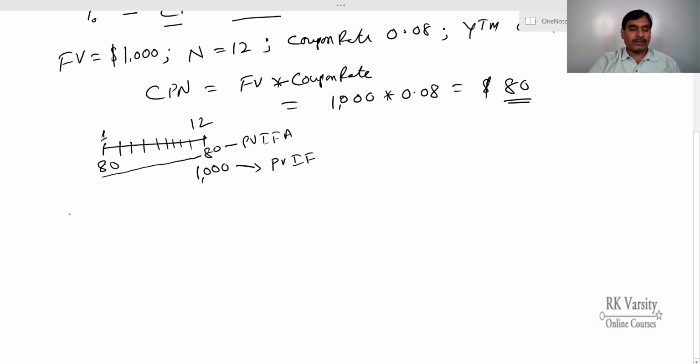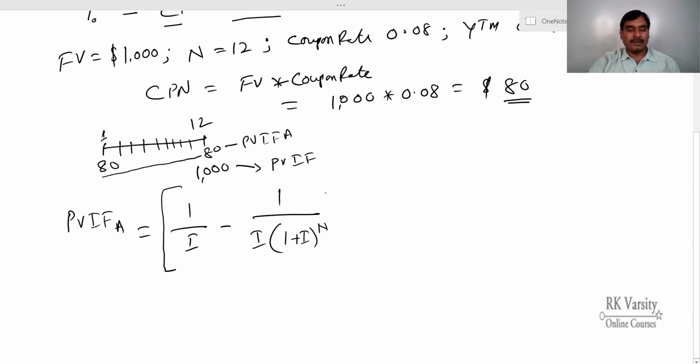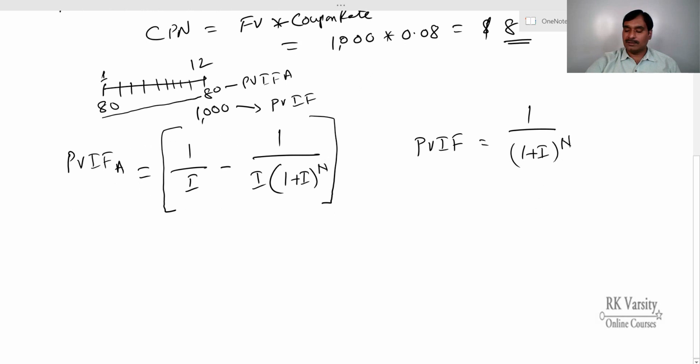Now how are we going to calculate the present value interest factor annuity and the present value interest factor? The present value interest factor annuity equals 1 upon I minus 1 upon I times (1 plus I) to the power of n. With this equation we would be able to calculate the present value interest factor annuity. Then to get the present value interest factor, it is 1 upon (1 plus I) to the power of n. So first we solve the present value interest factor annuity equation.